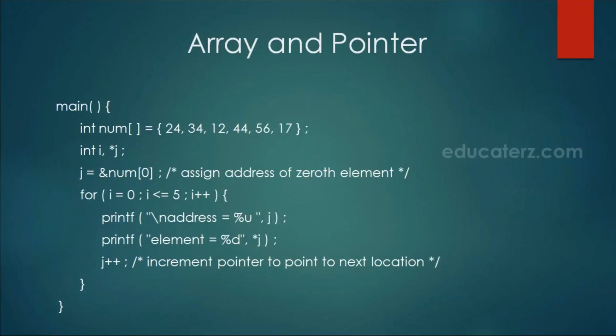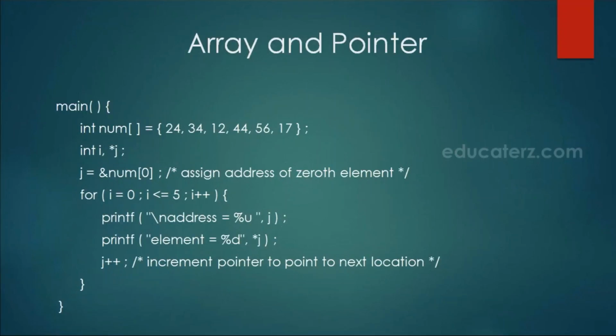Then we are incrementing the pointer. So it will go to the next element. It will increment by the size of an integer, so it will point to the next element of the array. Similarly, whenever we do j++, every time it will point to the next element of the array. And this way we can traverse through the whole array. So using a pointer we can traverse through the array.